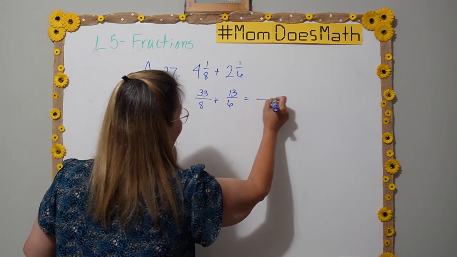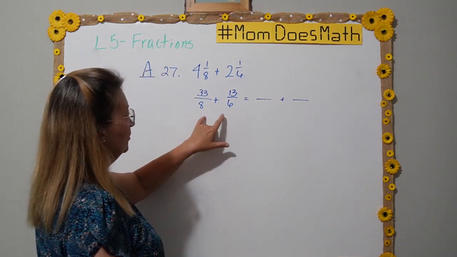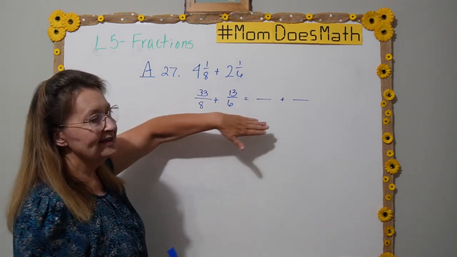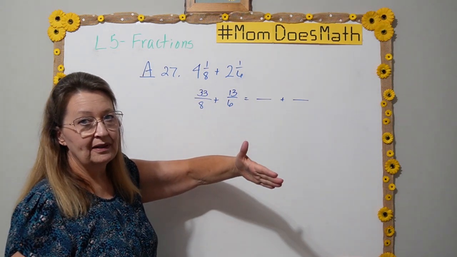Now, I need a common denominator between 6 and 8. Yes, you could just multiply 6 times 8 and go that way, but that might be too big.